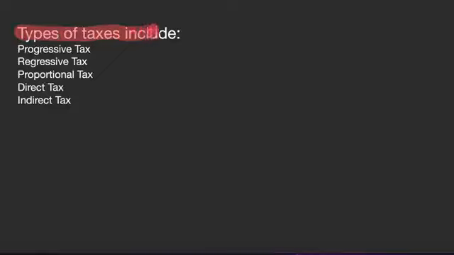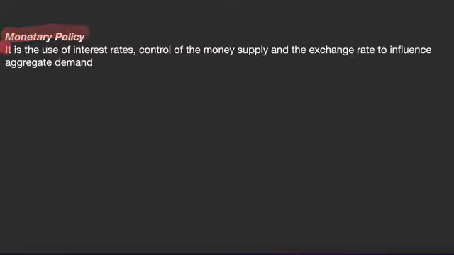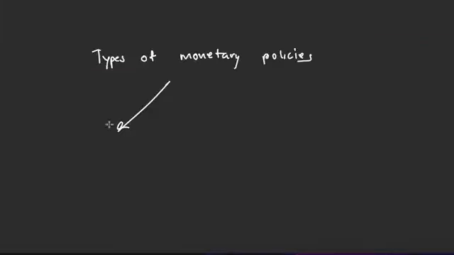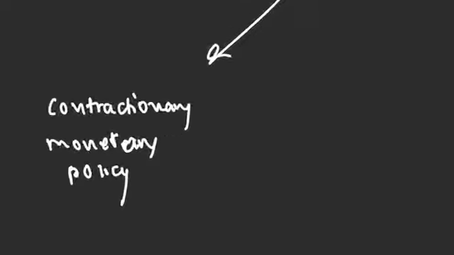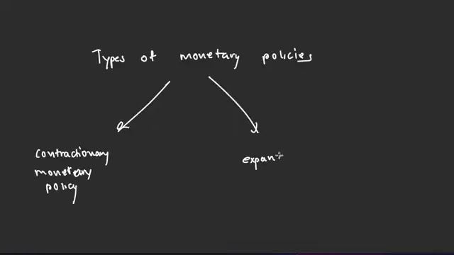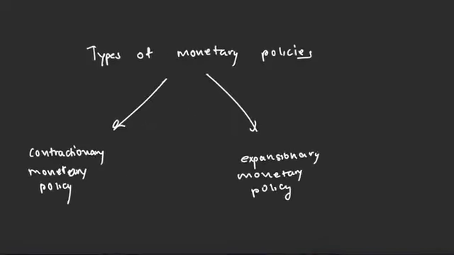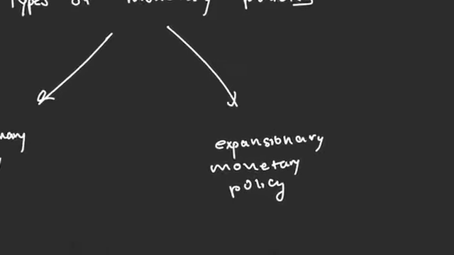The types of taxes include progressive tax, regressive tax, proportional tax, direct tax, and indirect tax. Monetary policy, it is the use of interest rates to control the money supply and exchange rate to influence aggregate demand. We have two types of monetary policies, which are contractionary monetary policy, which is used to reduce price inflation by increasing the interest rates, and we have expansionary monetary policy, which is used during a recession to increase employment by cutting interest rates.